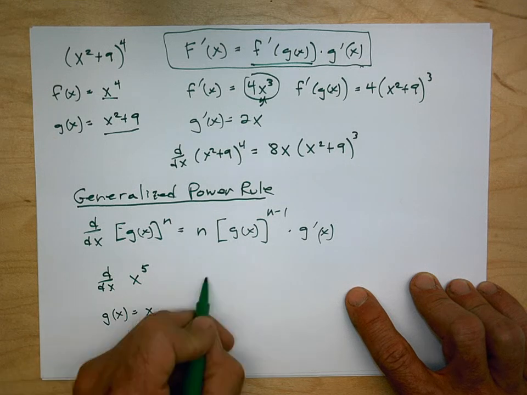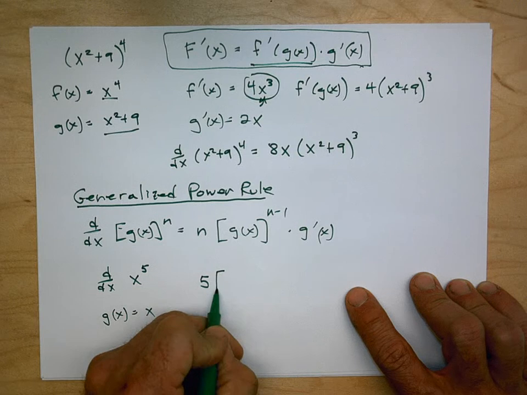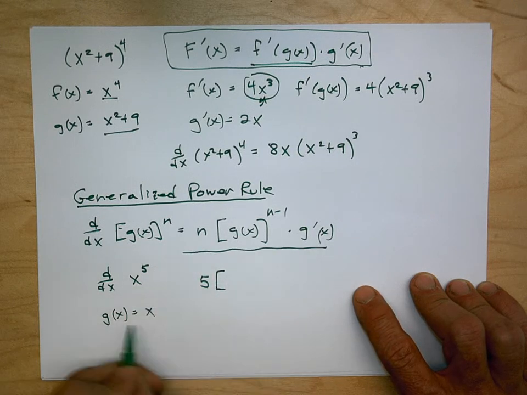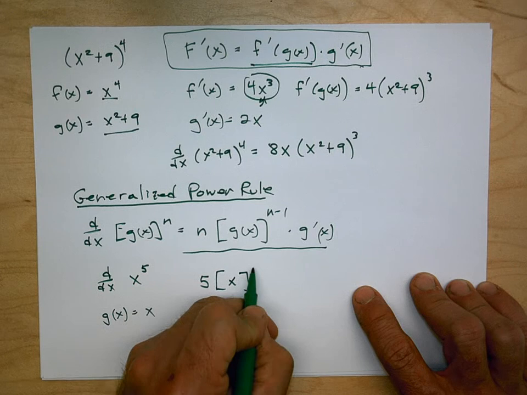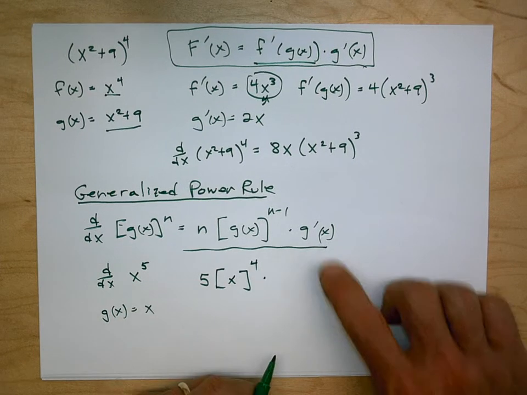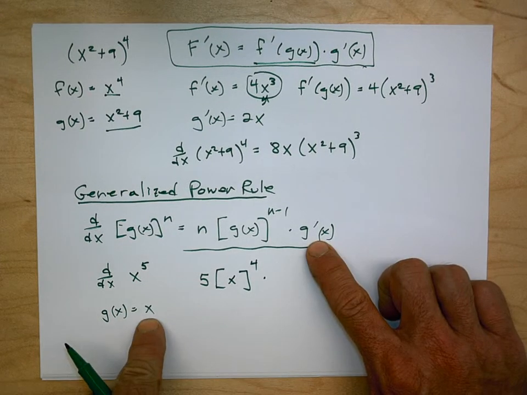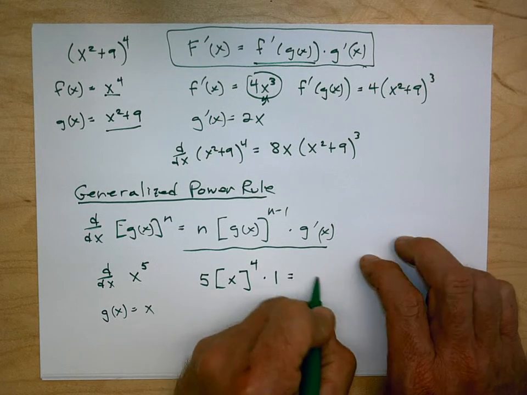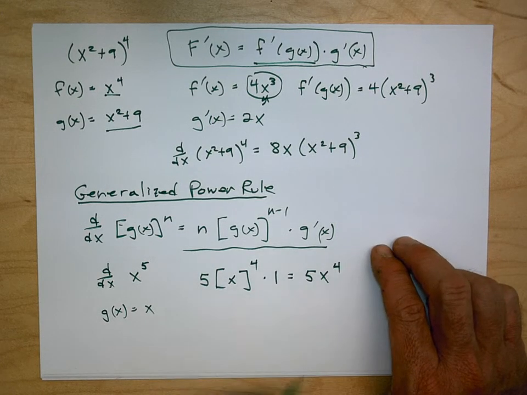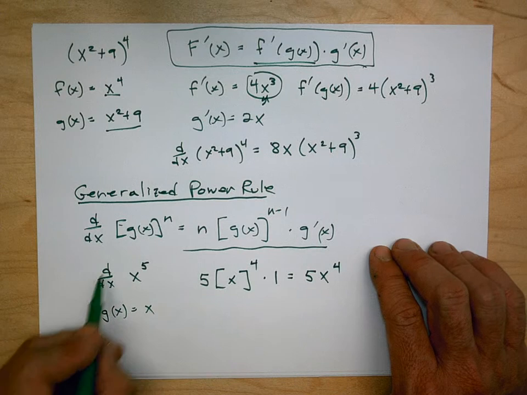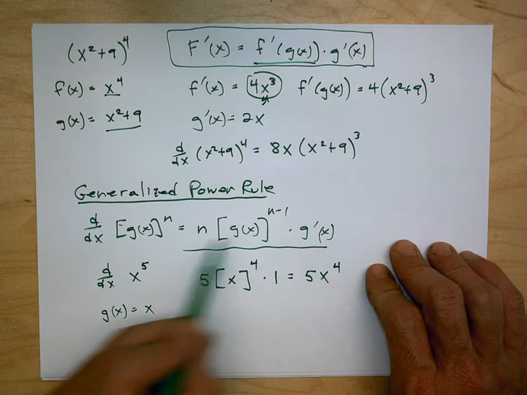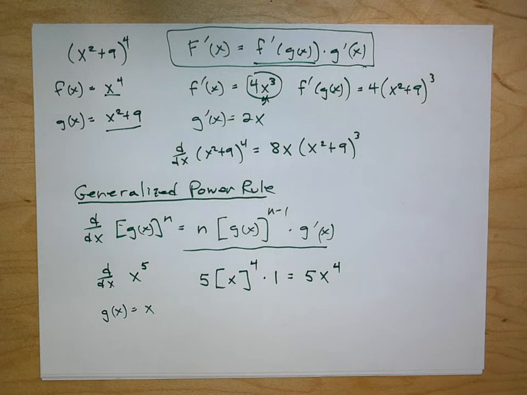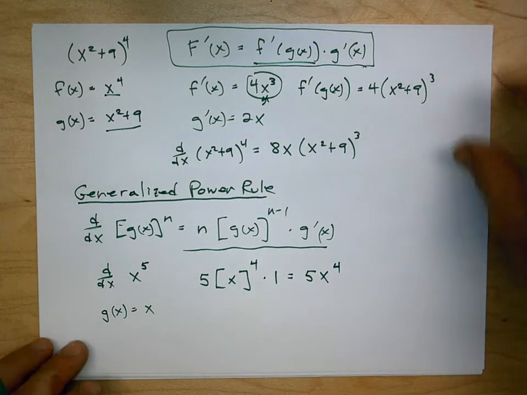So using the generalized power rule here, I would have 5, my inside function is x, to the fourth, and then I would multiply by the derivative of the inside function, which is x, so its derivative is just 1. That gives us 5x to the fourth. So really the power rule that we already know is just a specific case of the generalized power rule, with the inside function being x instead of something more complicated like x squared plus 9.